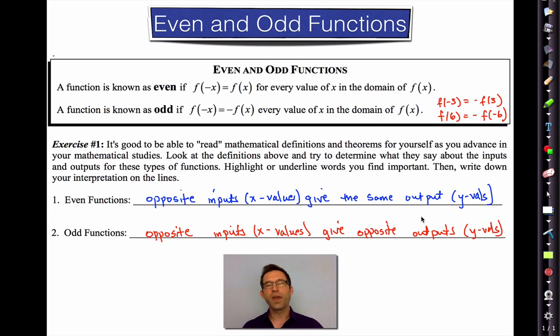So in other words, an even function is one where it doesn't matter whether you put 5 in or negative 5, you get exactly the same y value. On the other hand, odd functions are ones where if I know that f of 7 is negative 2, then f of negative 7 would have to be positive 2.